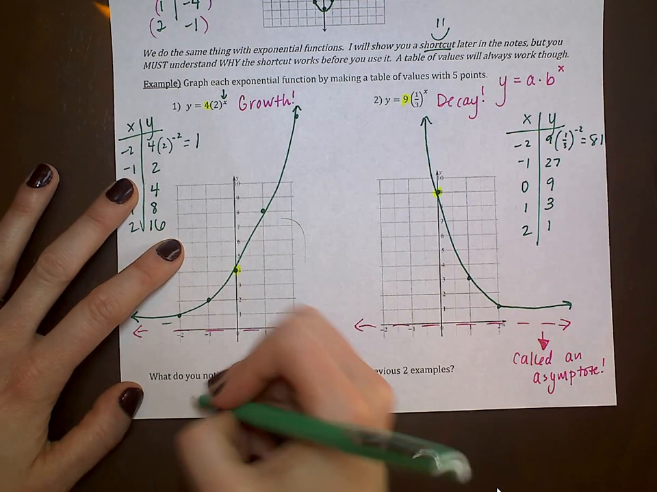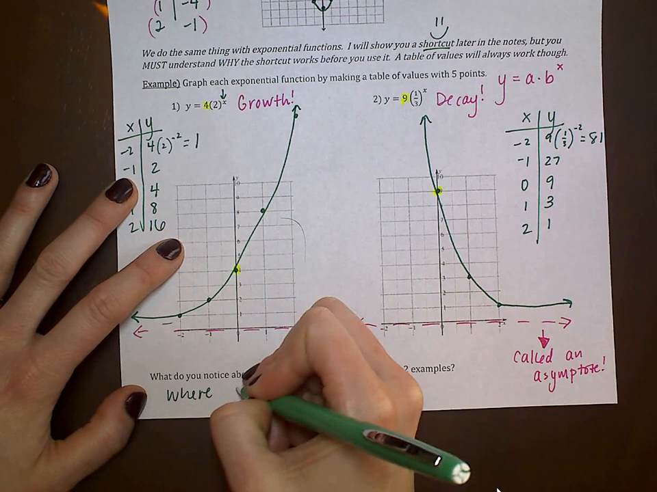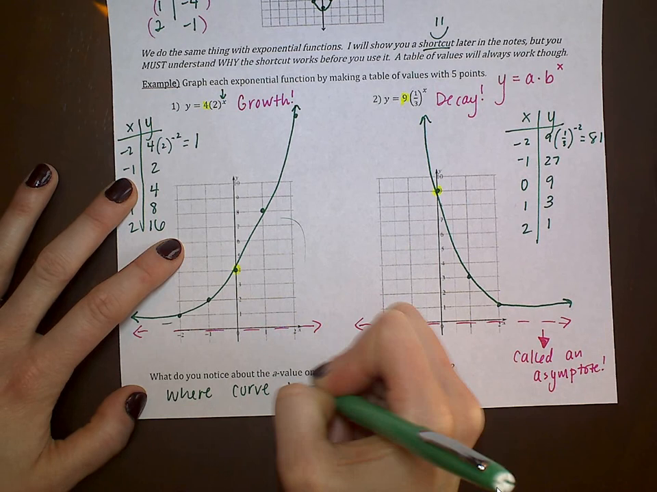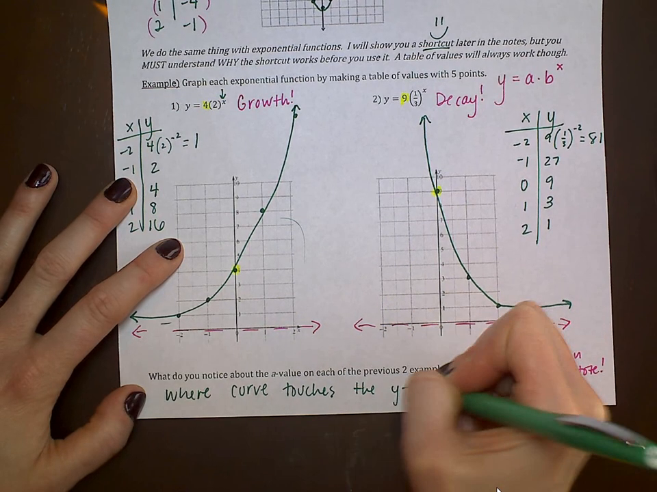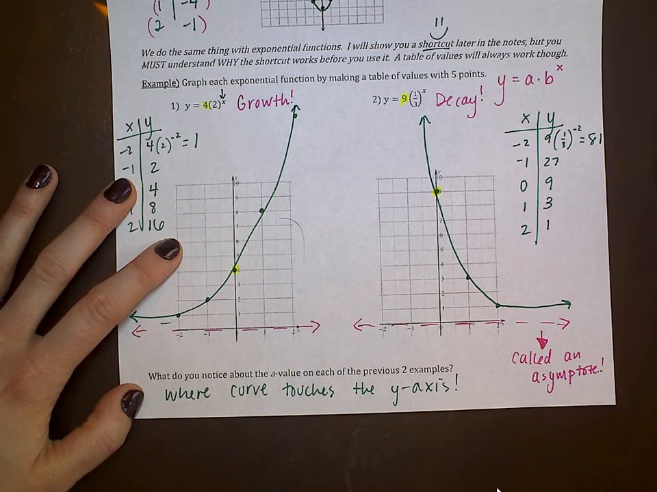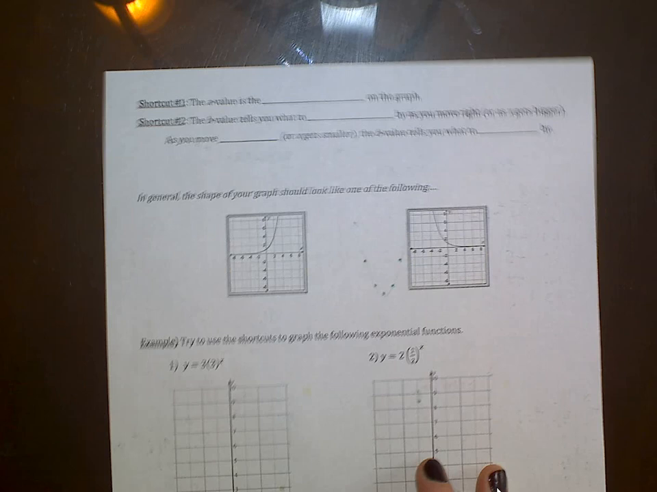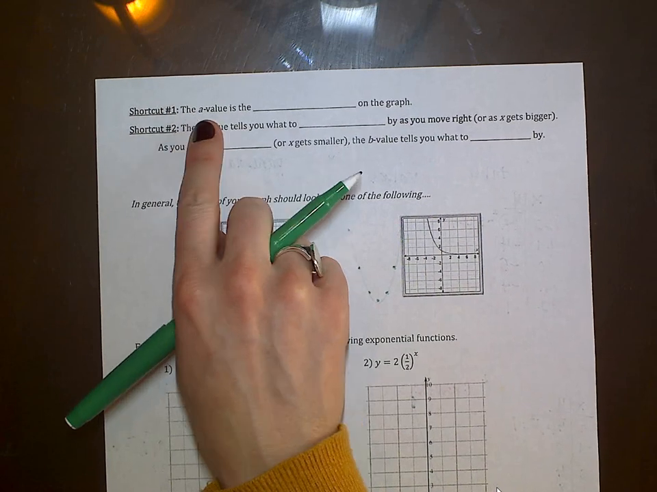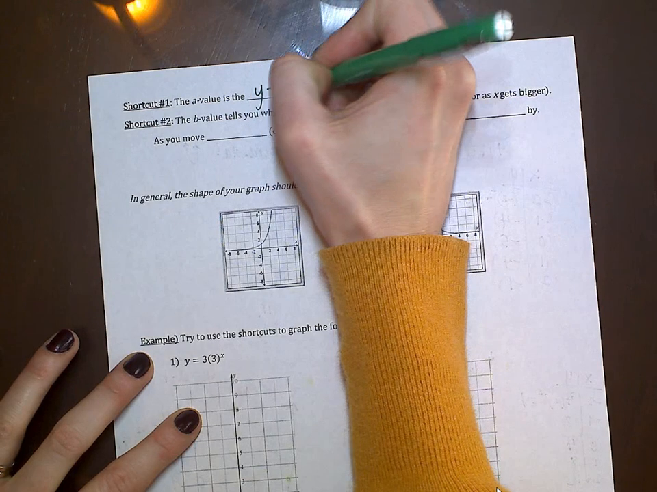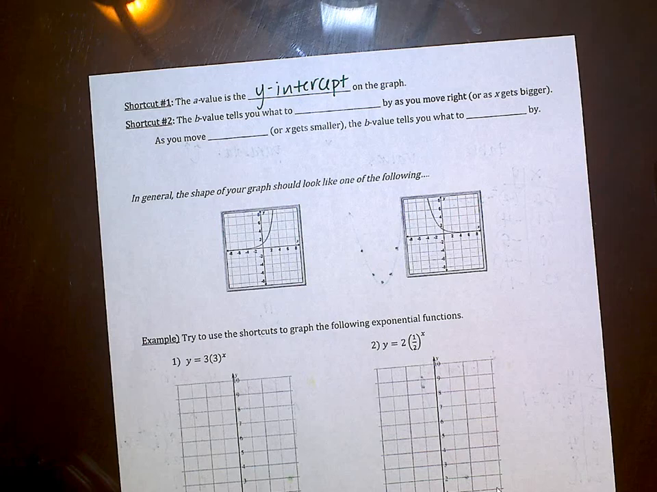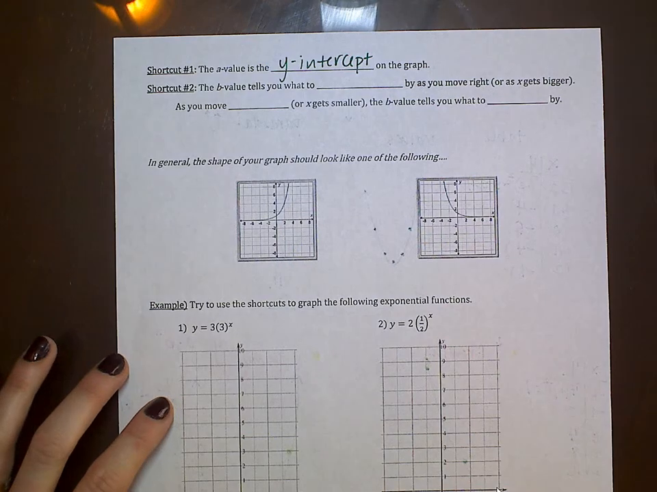So let's put where the curve touches the y-axis. That is the first thing we need for a shortcut. Yay! On the back. Okay. A value is the y-intercept. Exactly what we just said and what we just noticed. So that's going to get you a point on the graph.